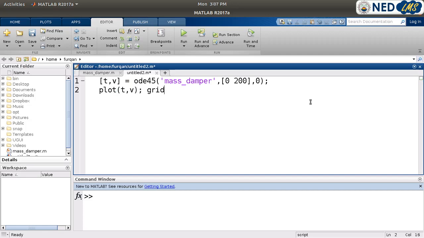grid, and give a title. It's optional, not mandatory. Title to the figure: velocity of mass damper system. Now let's save it and execute.